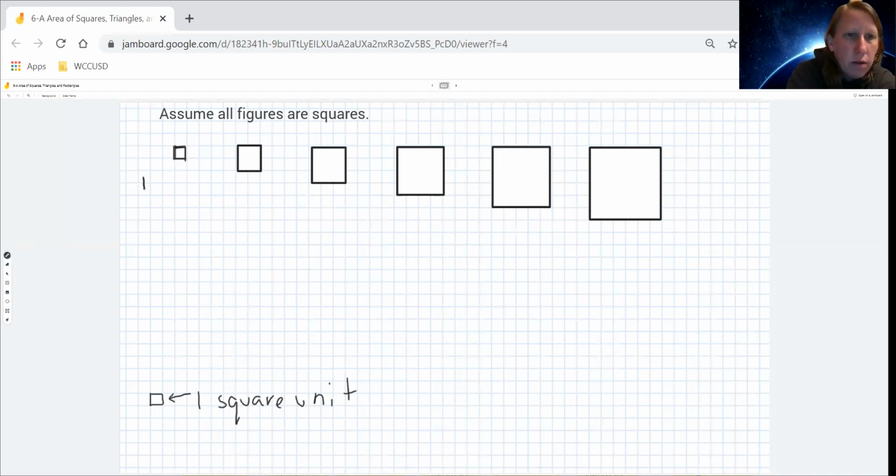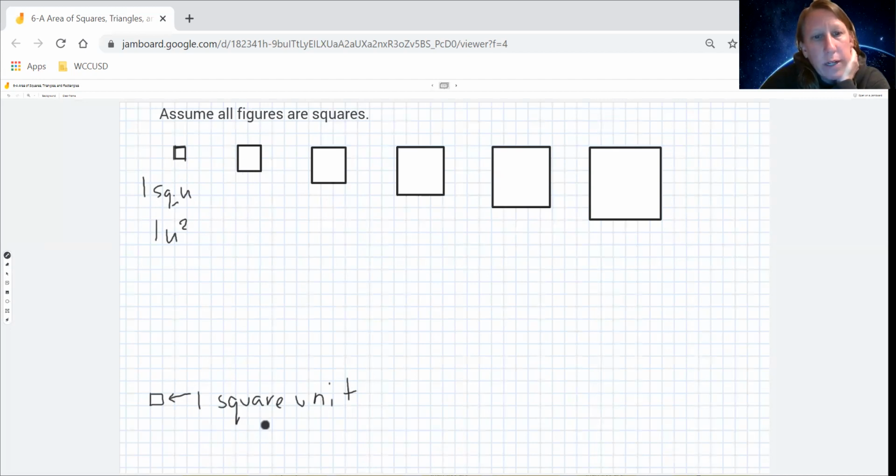Area is the number of squares that, you could write it like that, or you could write 1 unit squared like that. That's another way to write it. Units times units is units squared. That says 1 square unit.